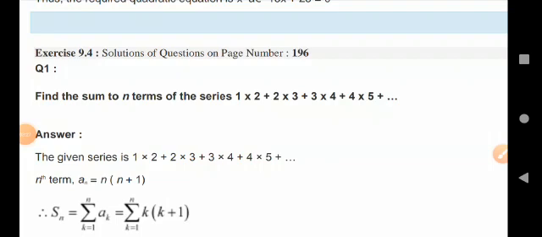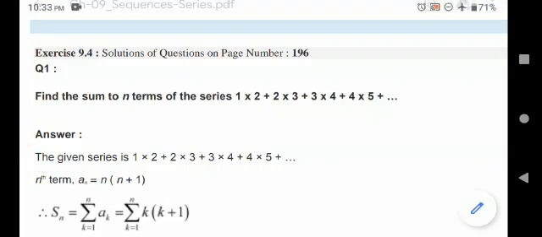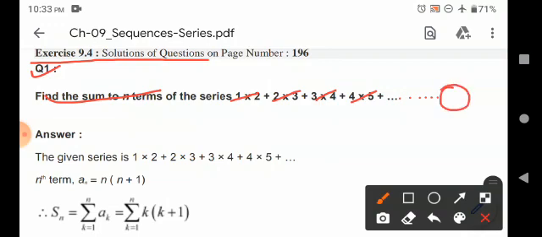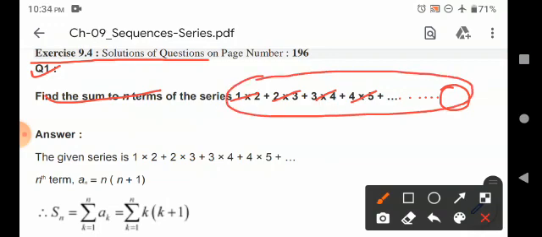Dear students, let me begin with some examples from exercise 9.4. Let me begin with the first problem. Question number 1: find the sum to n terms of the series 1 into 2 plus 2 into 3 plus 3 into 4 plus 4 into 5 plus so on. The nth term of this series is not given. In this case we should find the nth term of the given series, and then find the sum of all these terms.